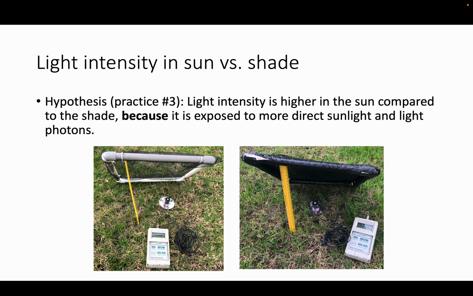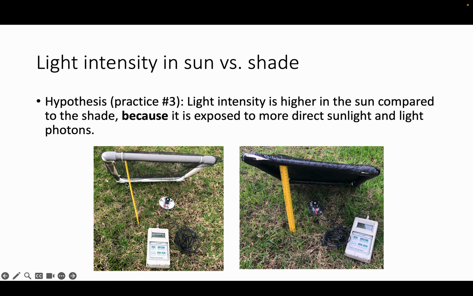When you go outside, you'll see a plot that is netted so light can come in. This is going to be the sun area. And you're going to see a plot that is darkened. This is going to be the shade. So this represents the sun, this represents the shade. Inside your bucket, there's going to be a ruler.